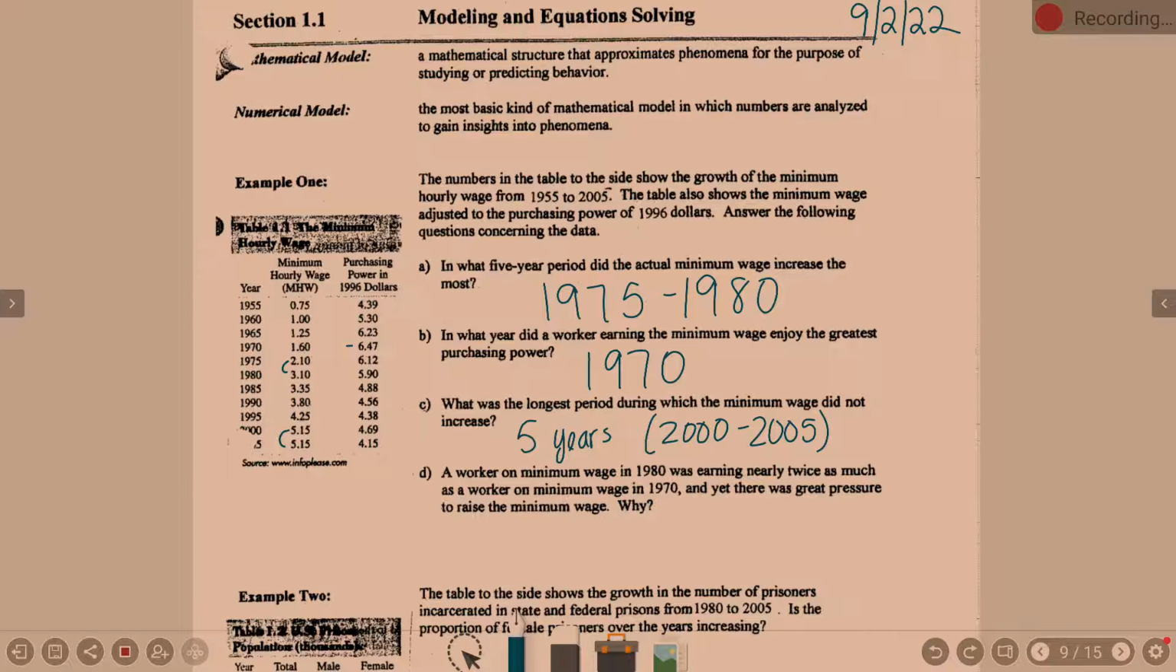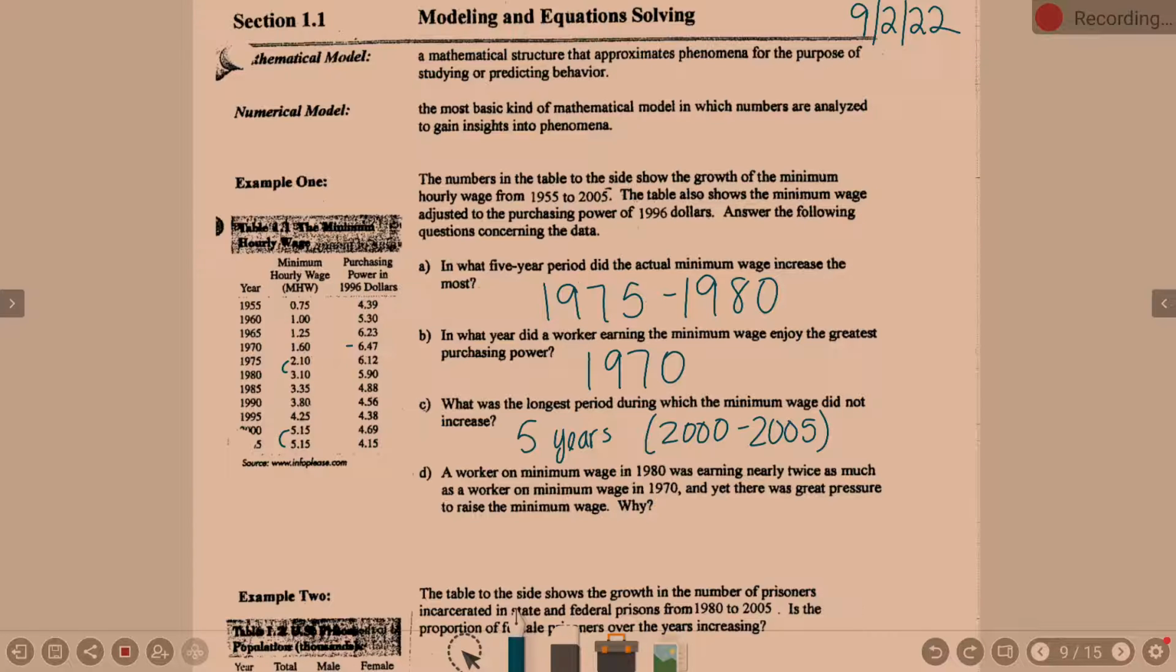D. A worker on minimum wage in 1980 was earning nearly twice as much as a worker on minimum wage in 1970. And yet, there was great pressure to raise the minimum wage. Why? Due to inflation. Purchasing power. Okay. So what do you notice? In 1970, the purchasing power was 647, whereas in 80?